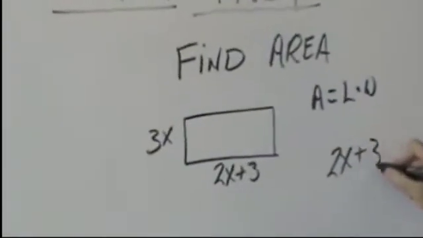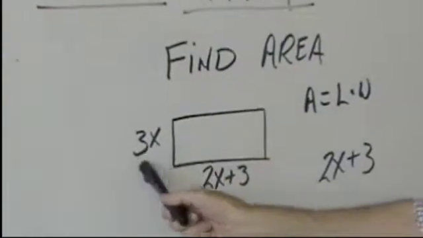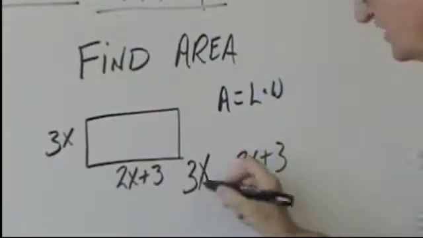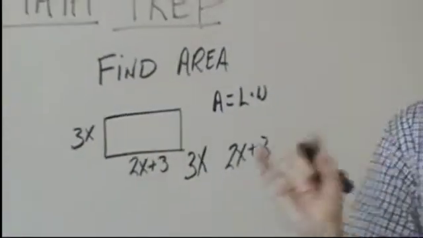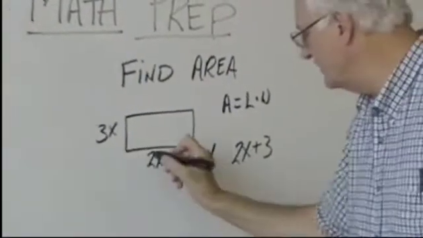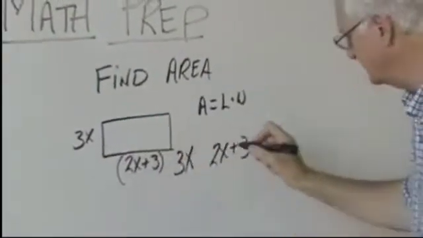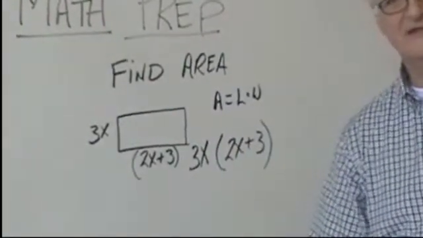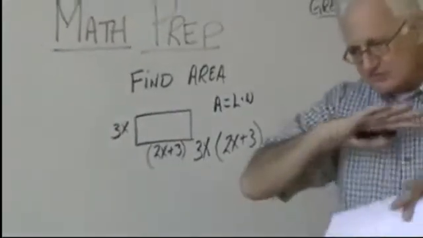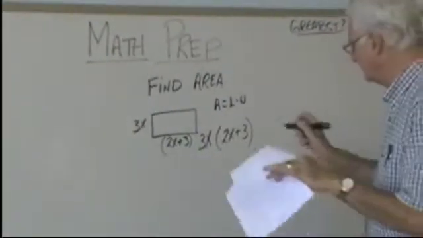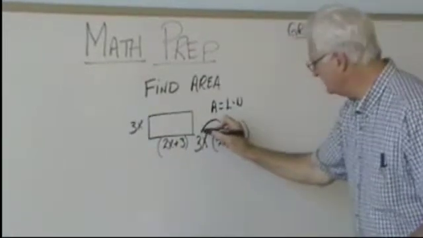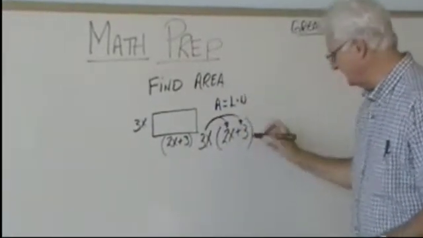2x plus 3. The width is 3x. The trick on this problem, they're trying to throw you off that you won't know to add parentheses. This is what's called the distributive property. It's like putting icing on a cake, you distribute it everywhere. We have 3x, we distribute it there, and then we do 3x again, right there.